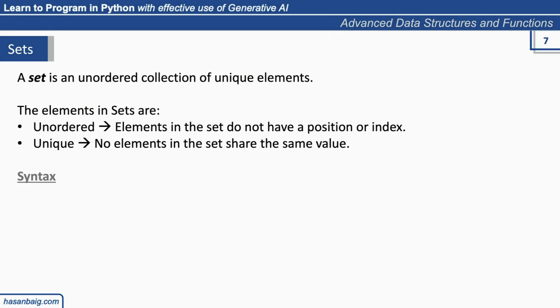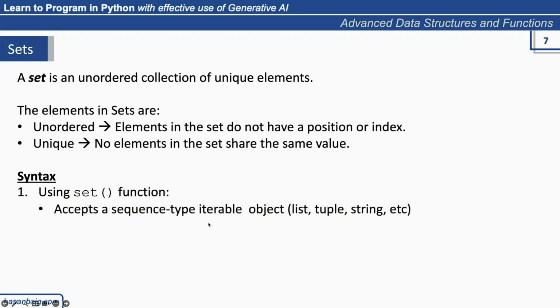We create sets with the help of the set function, just like we have the list function. In the set function, you specify the elements and it will create a set out of it. You need to specify any sequence type iterable object in this set function. It could be a list, a tuple, a string, etc. So for example here, I pass a list 1, 2, 3 in the set function and it will create a set.